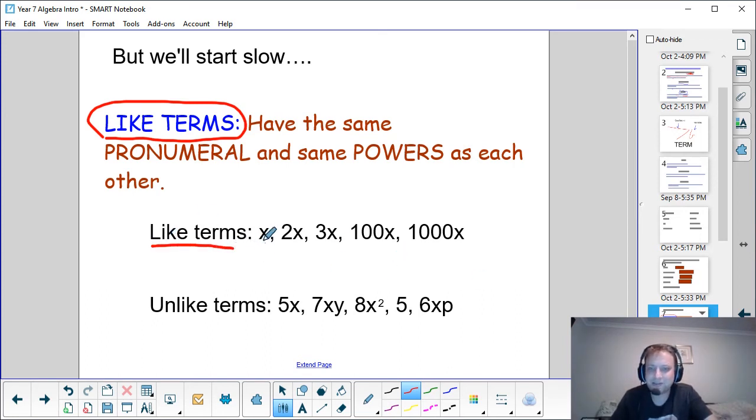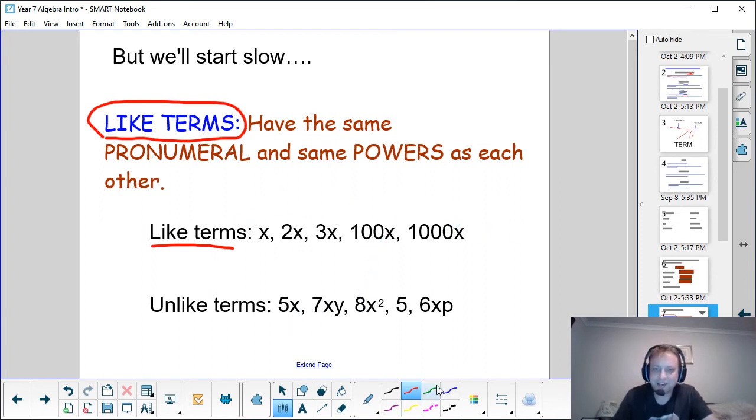I have x, which is 1x, right? There's no number at the front. It means I've just got 1x. 2x's, 3x's, 100x's, 1000x's, what they have in common is the letter x. These letters are all alike, so these are all like terms. These are the things you'll be working with today.